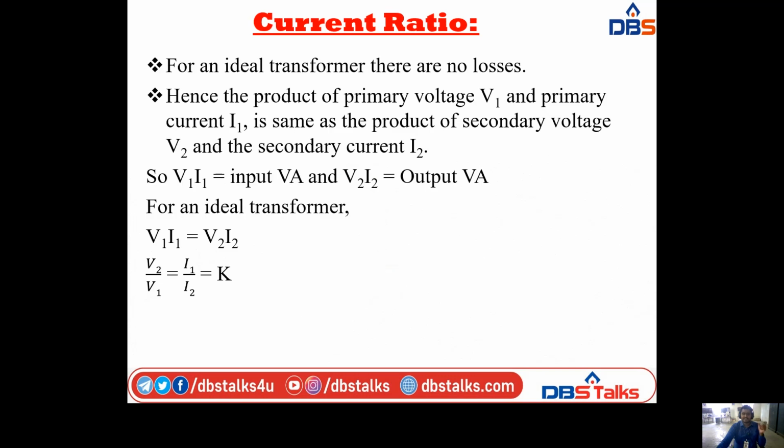Next, for an ideal transformer, there are no losses. Hence, the product of primary voltage V1 and primary current I1 is the same as the product of secondary voltage V2 and secondary current I2. From this, I am writing V1 I1 is equal to V2 I2. Next, from this I am writing V2 by V1 is equal to I1 by I2, which is equal to K.